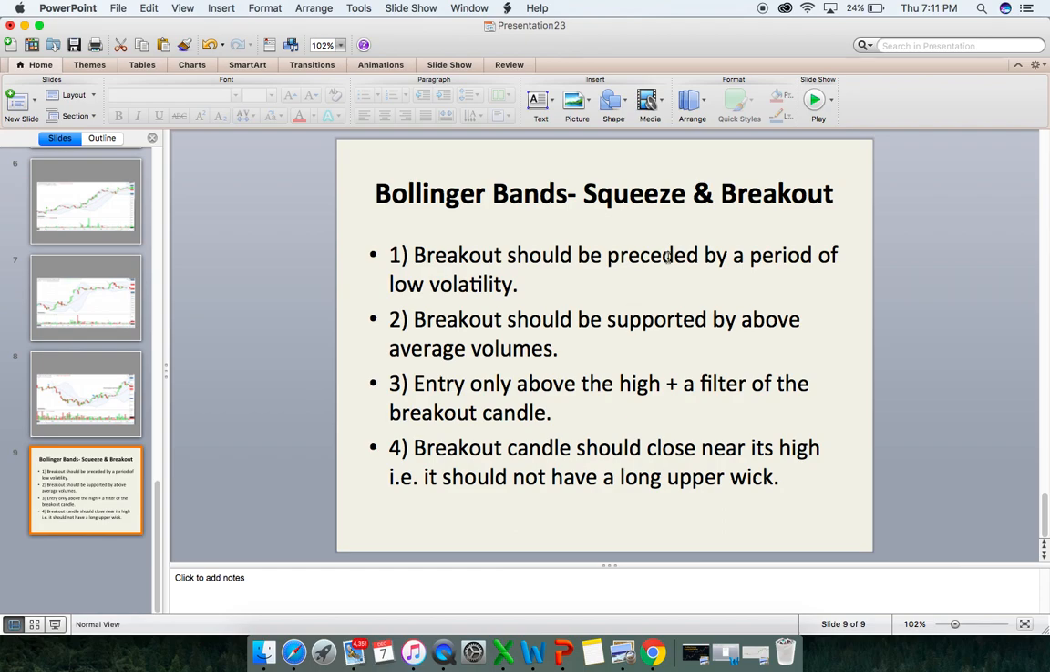I'll also cover the sell side of it. I have just covered the buying side of this strategy. It works equally well on the sell side. So I'll cover that also in my upcoming videos.